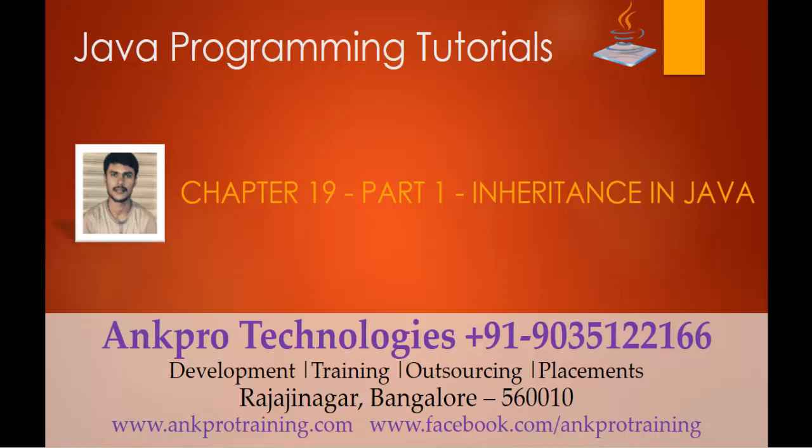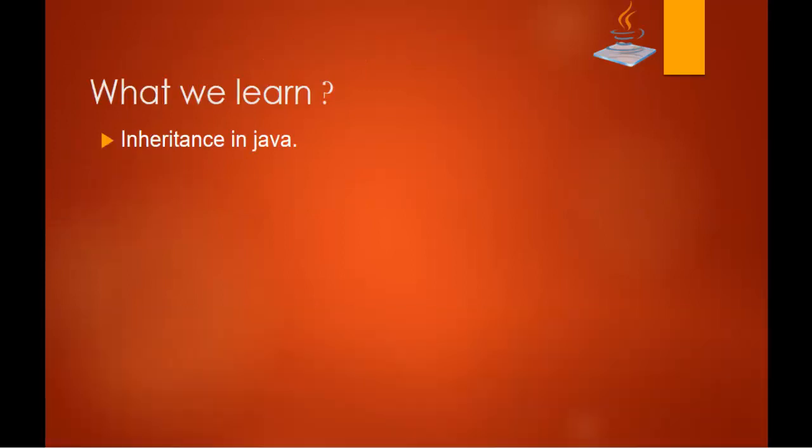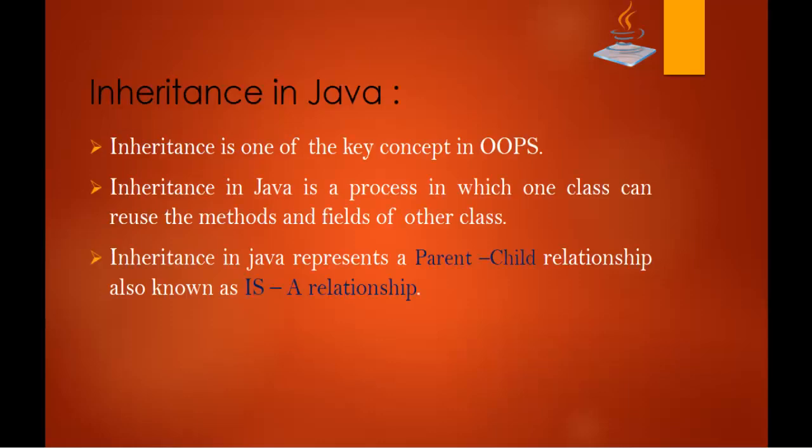My name is Harish. In this session, we are going to learn about the OOPS concept, that is inheritance in Java. Inheritance is one of the key concepts in object-oriented programming languages. So what is inheritance? Inheritance in Java is a process or a mechanism in which one class can reuse the methods and fields of another class. To understand inheritance, we'll jump into Eclipse and I'll show you a demo of it.